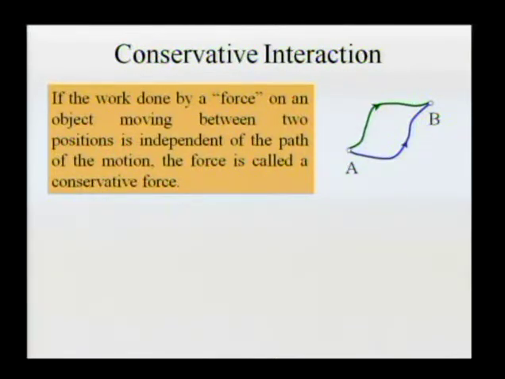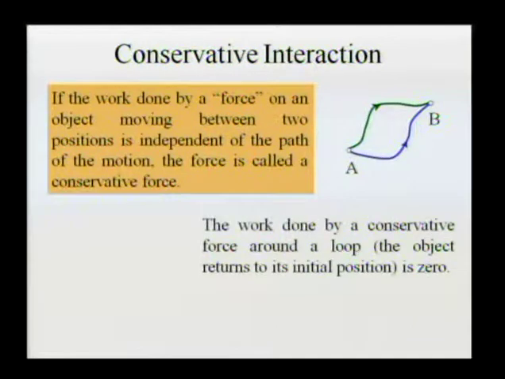All remaining interactions are referred to as non-conservative interactions. Well, what is the advantage of having a conservative interaction? Oh, by the way, one of the conclusions from the definition is that work done due to a conservative interaction along a loop is therefore 0.